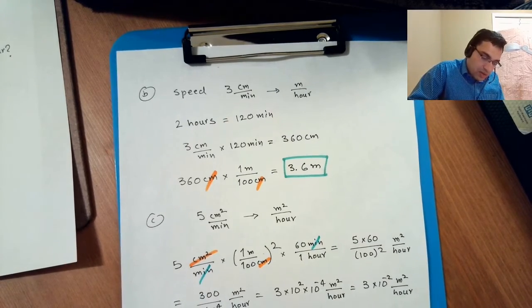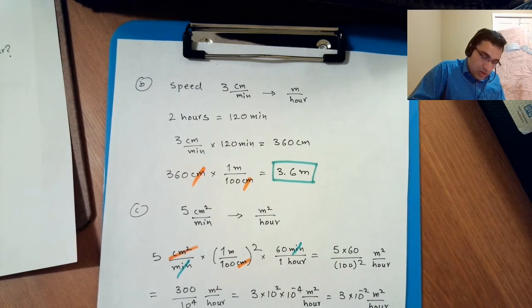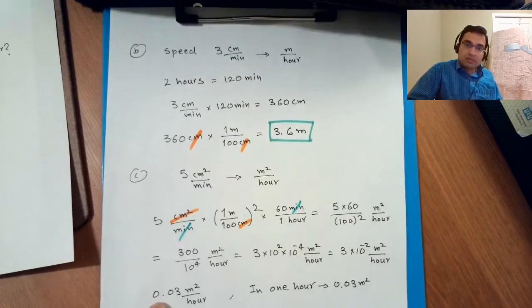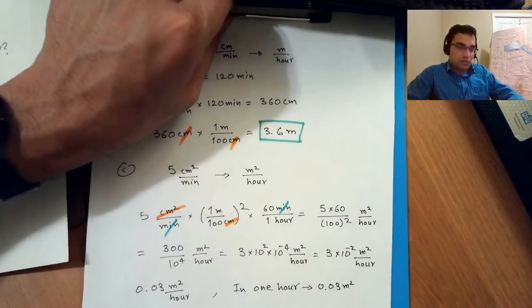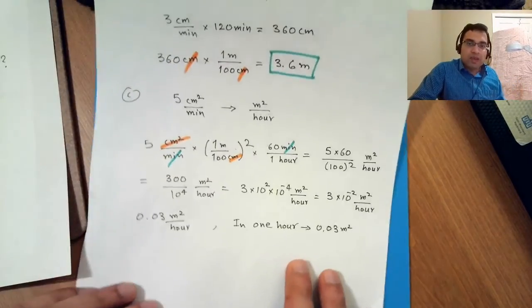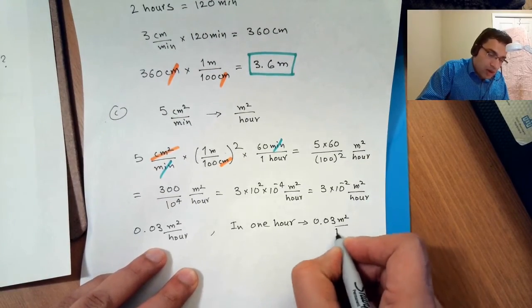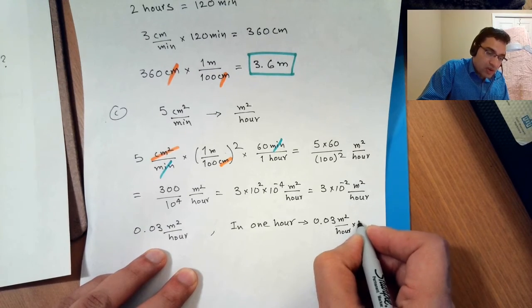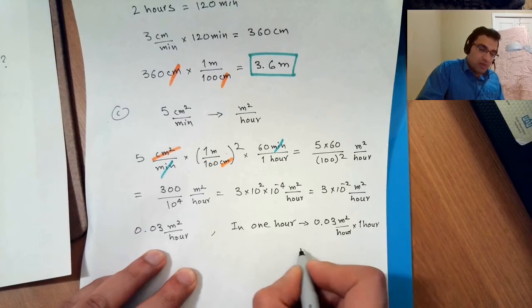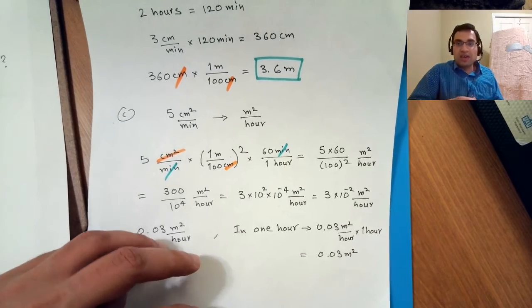It's in 1 hour, it'll weave 0.03 meters square. Sorry, I'm gonna move this paper a little bit because it went off the camera. In 1 hour, it's gonna weave 0.03 meters square per hour times 1 hour, right? This was the time. So it weaves 0.03 meter square area of web.